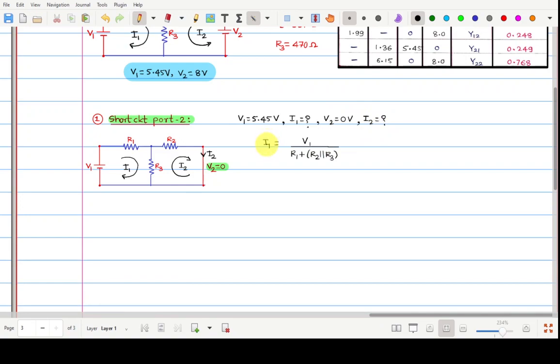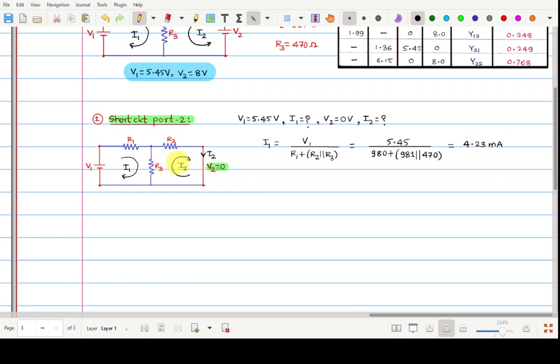Here your current I1 is the total current coming from the supply V1. So your current is voltage V1 upon the total resistance of the circuit, which is R1 plus R2 parallel to R3, because we have shorted the output. R2 and R3 are in parallel, and this parallel combination is in series with R1. Now put these values, you will get this equation. Calculate this, and you will get the value of I1 as 4.23 milliampere.